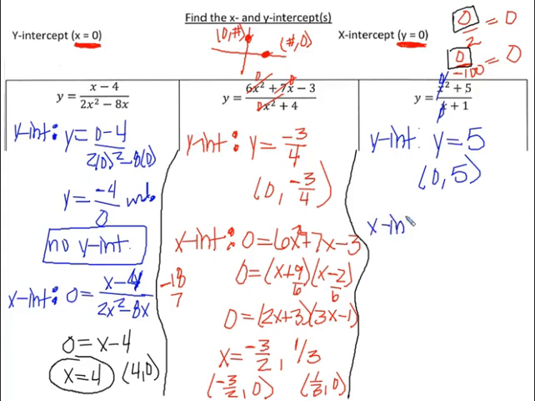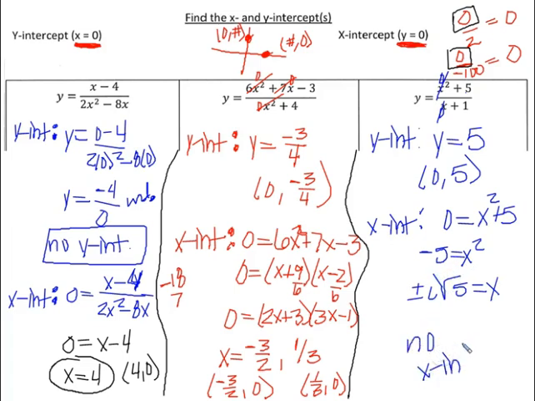Now for our x-intercept, we're focusing on when our top piece equals 0. And if we were to solve, negative 5 equals x squared. Square root of both sides is plus or minus i square root of 5. But notice how this is an imaginary number. It doesn't exist on our coordinate plane. So we have no x-intercepts.